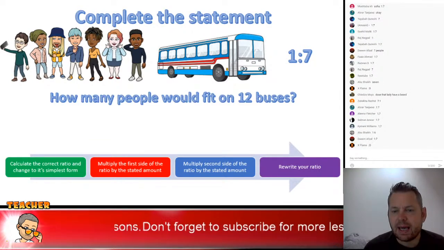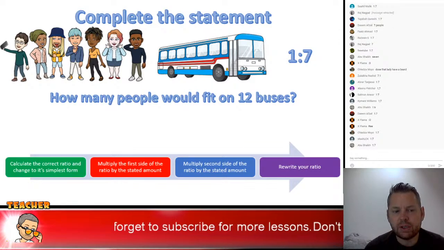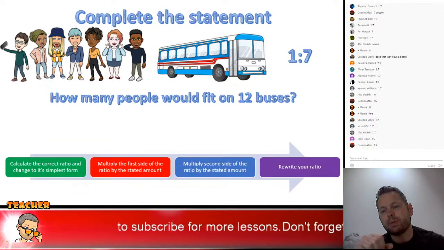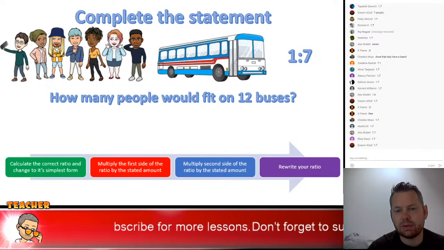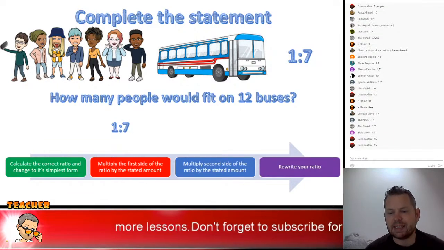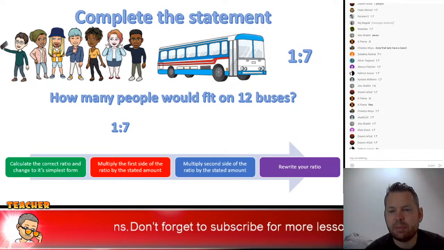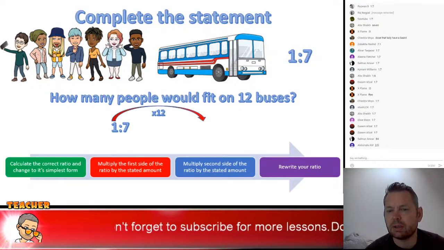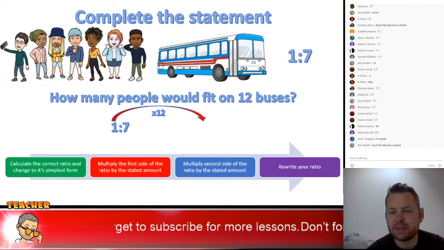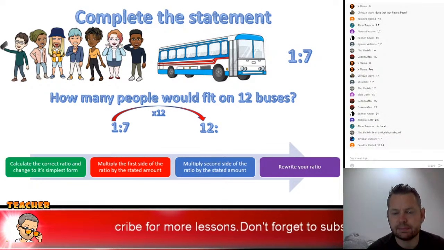Then the question is, how many people would fit on 12 buses? So we use our ratio at this point to help us solve this calculation, and we're going to use it by writing the ratio. So we've got 1 to 7 people. And it says how many people would fit on 12 buses? Well, we're going to multiply the 1 by 12. We start on the first number. 1 times 12 is 12.